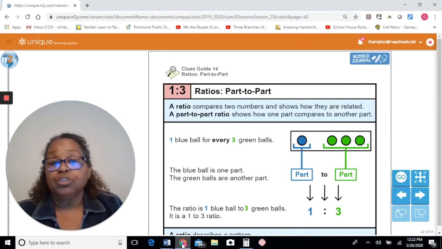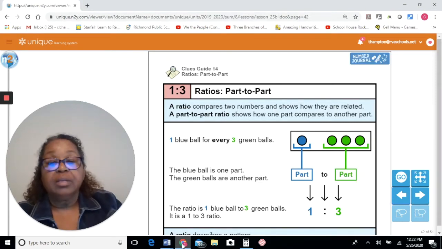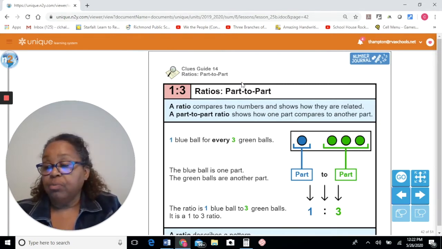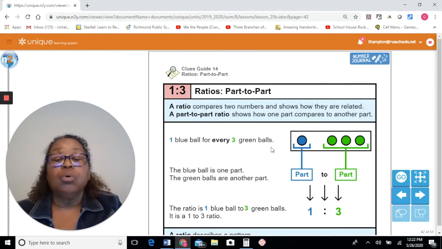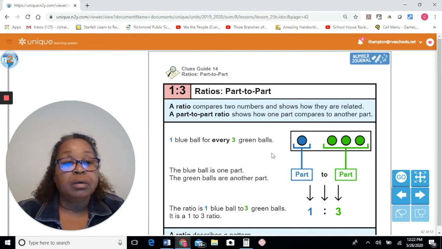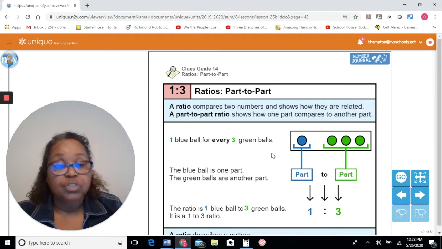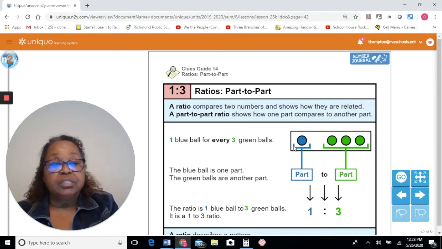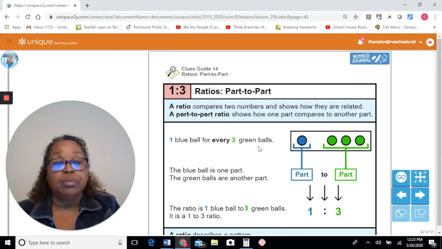Let's talk about ratios part to part. This is a ratio here. This is a part-to-part ratio, okay? A ratio compares two numbers and shows how they are related. A part-to-part ratio shows how one part compares to another part. So, this is an example of one blue ball for every 3 green balls.